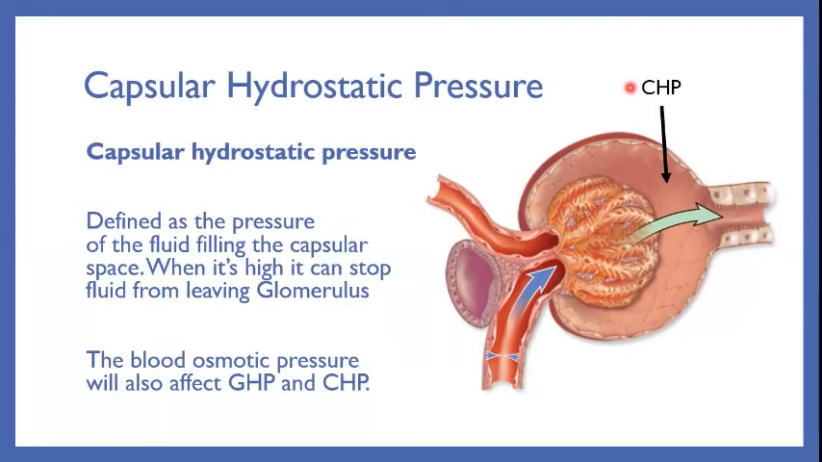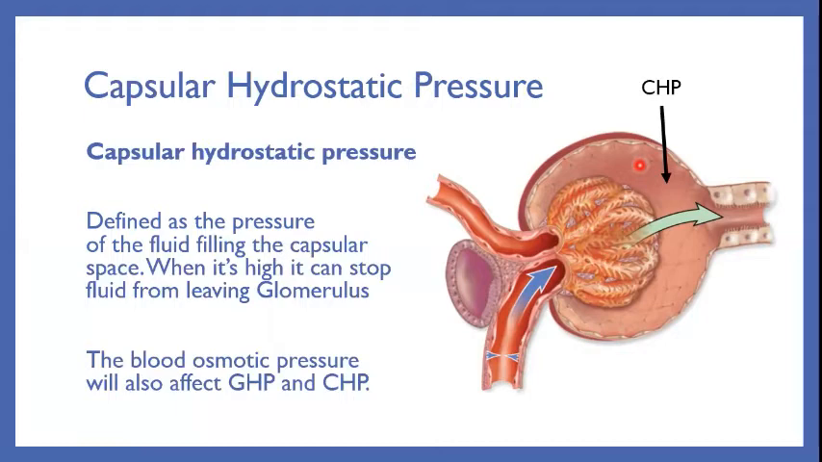In direct opposition, we have capsular hydrostatic pressure. Capsular hydrostatic pressure is the pressure of the fluid filling the capsular space. If this area becomes highly pressurized, it can actually stop fluid from exiting the glomerulus because there's so much pressure surrounding it in the capsular space. We also have an effect by the blood osmotic pressure.